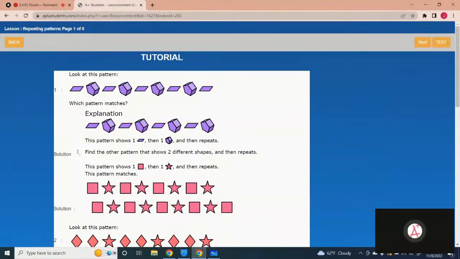Okay, look at the pattern. Which pattern matches? So you have to understand the pattern. First you have a parallelogram. Got it? Then you have this shape. Basically, the pattern is you have one of this shape and one of this shape, and they are repeating again and again. Again a parallelogram type shape, and then this one. You can say type 1 and type 2, again type 1 and type 2.